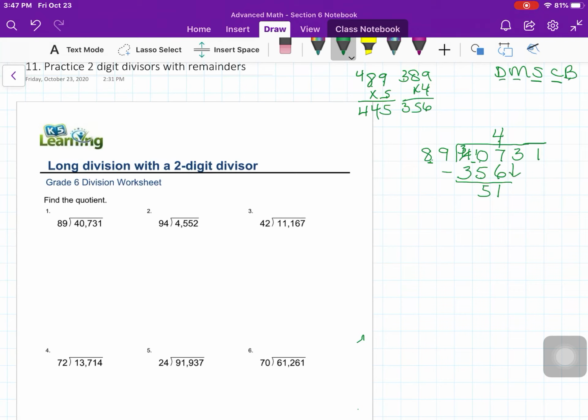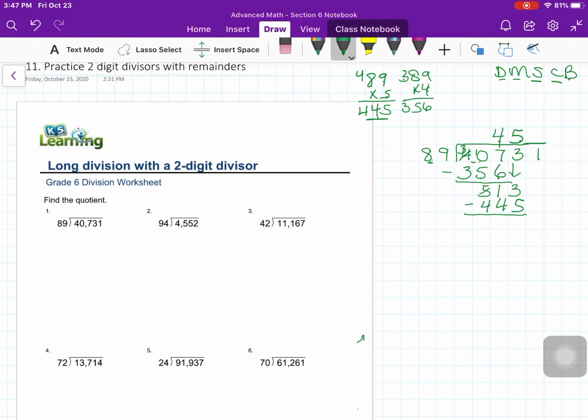I bring down my next number. And now I have to decide how many times 89 goes into 513. I've got this right here, so I'm going to go with 5 times. And then I'm going to say 5 times 89, it's right here, is 445. Let's subtract that and see what we get.